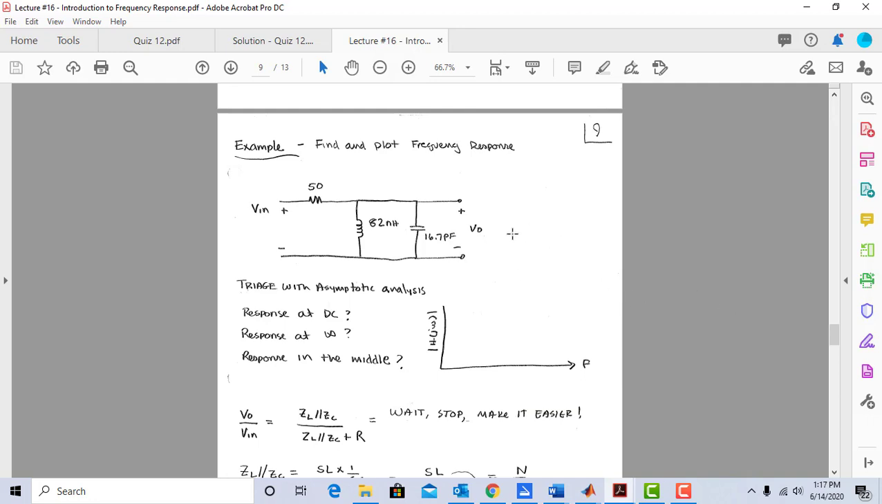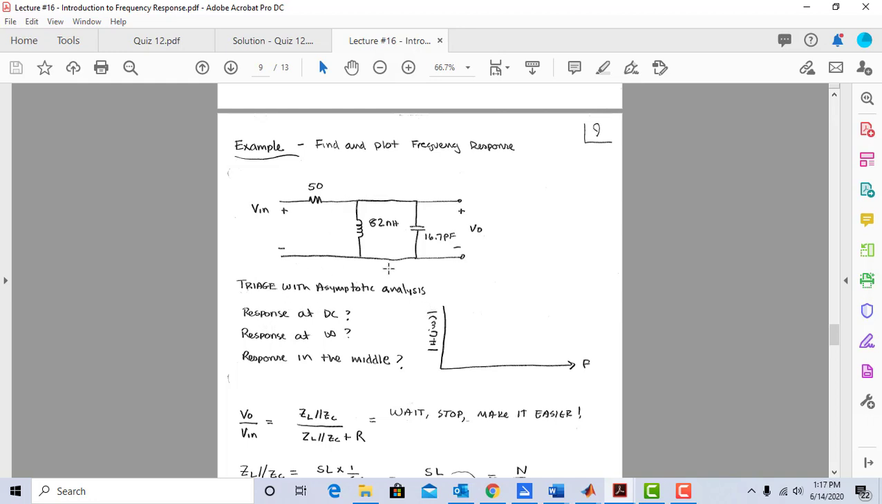Okay, so now let's do an example of frequency response that's a bit more involved than our last one. And so we have a circuit here. Here's our input. Here's our output. We want to find and plot the frequency response. I'm going to triage this thing with asymptotic analysis. So far, I don't have a transfer function, but I'm going to just do it for the circuit.